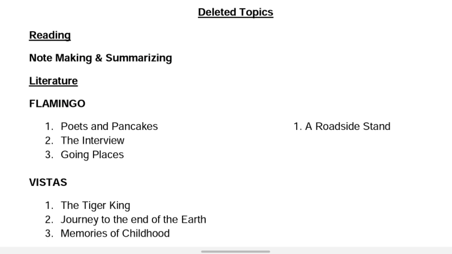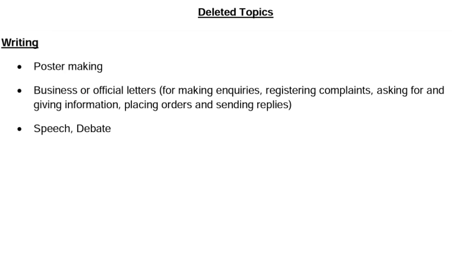Talking about the writing section, now it becomes so easy for you. It used to be 30 marks before, but now it is just 16 marks. What are the topics which are deleted? They have deleted poster making. In letters, they have deleted business or official letters, which are for making inquiries, registering complaints, asking for and giving information, placing orders, and sending replies. This kind of question won't be asked. They'll ask the job application and the letter to the editor question.